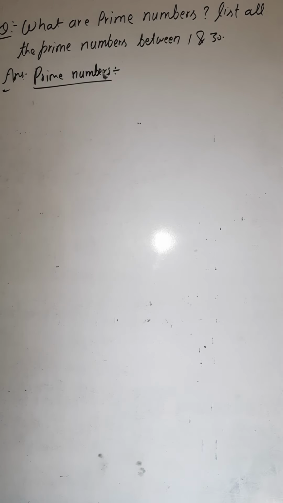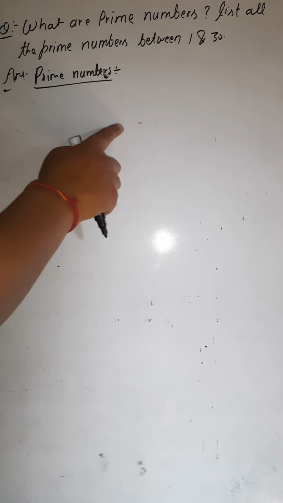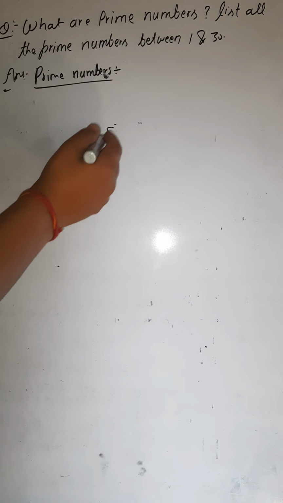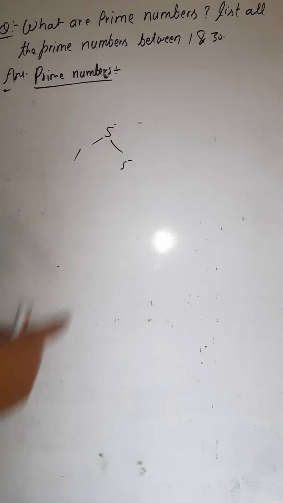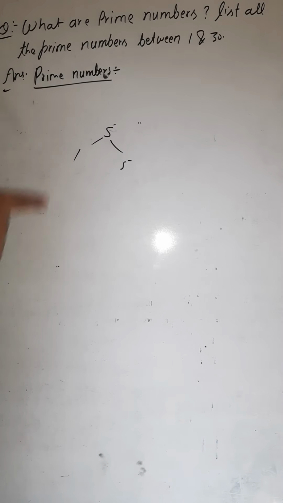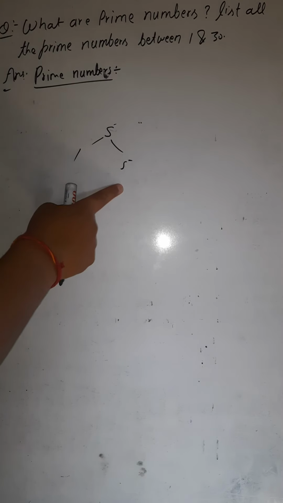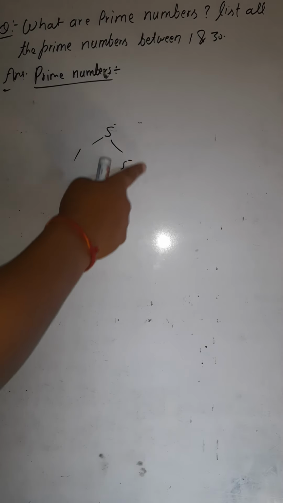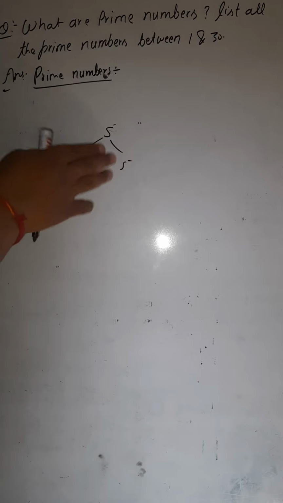Suppose I give the example 5. If you check the factors of 5, you will find only two factors. What are the numbers which divide 5? 5 is divisible by 1 and 5 is divisible by 5 itself. So only these can be the factors of 5, so 5 is a prime number. The numbers with only two factors, 1 and the number itself, are called prime numbers.